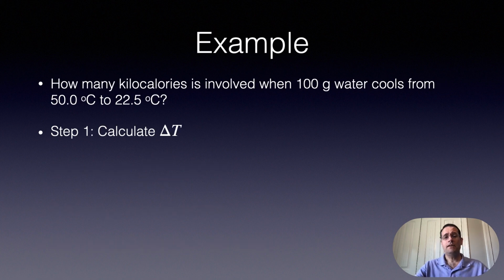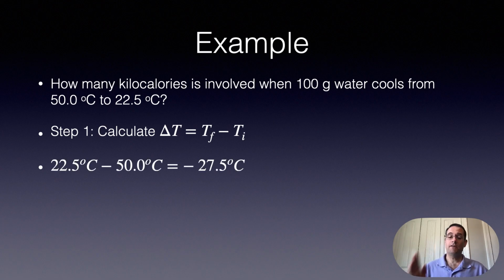So let's look at an example here. How many kilocalories is involved when 100 grams of water cools down from 50 degrees Celsius to 22.5 degrees Celsius? So once again, please calculate delta T if you're given two temperatures, all right? And so it's the final temperature, which is 22.5, minus the initial temperature was 50.